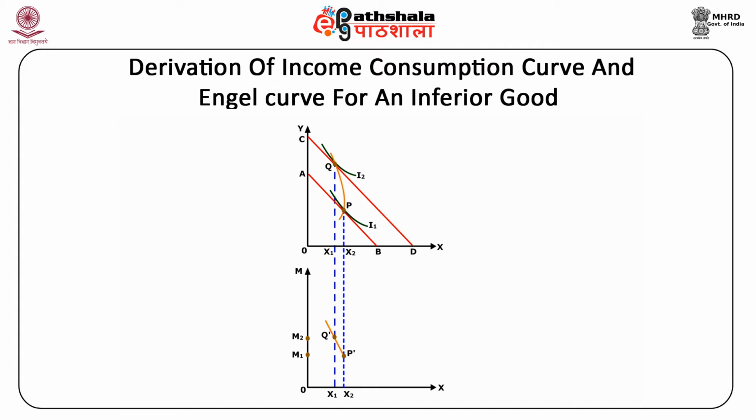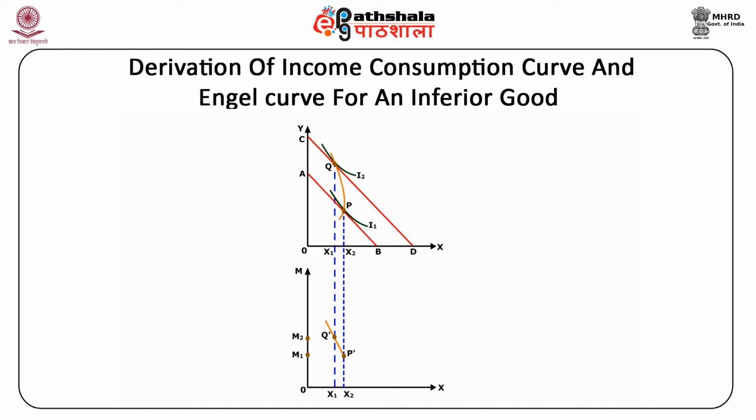As money income increases, the consumer equilibrium moves from the point P on I1 to point Q on a higher indifference curve I2. At the new equilibrium Q, the consumer purchases less of commodity X, which is an inferior good, and more of commodity Y, which is a normal good. This generates a negatively sloped income consumption curve PQ. The corresponding Engel curve is derived in the lower panel of the figure. We obtain a negatively sloped Engel curve since an increase in income leads to a decline in quantity purchased of the inferior good X.